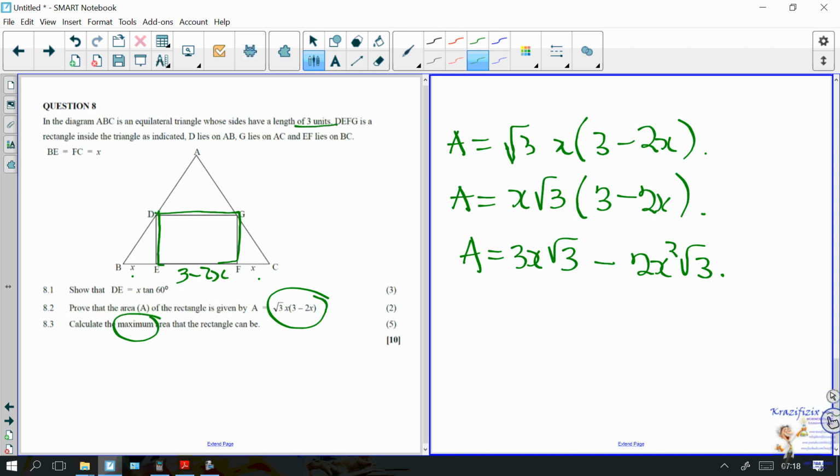Always make sure you get a linear expression. Now we derive. Remember, you are only deriving with respect to x. Now there's a 1 here. 1 times 3 would give me 3. Then x to the power 0 would give me 1. So I'm left with 3 root 3 minus, what am I going to have here? 2 times 2, 4x to the power 2 minus 1, root 3.